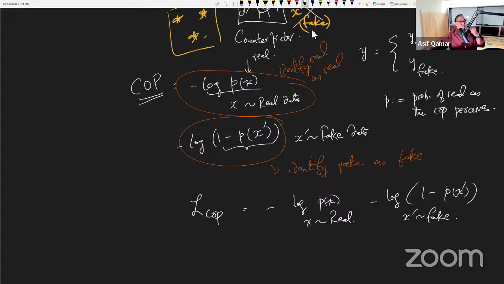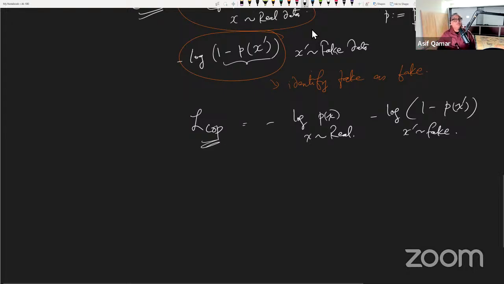When the counterfeiter gives a fake, you need to give a small answer. The probability of real is low. The cop says, I'm really suspicious of this. A good cop will be able to do that. So any deviation from that is an error. It's a measure of the error. Guys, tell me that so far so good.